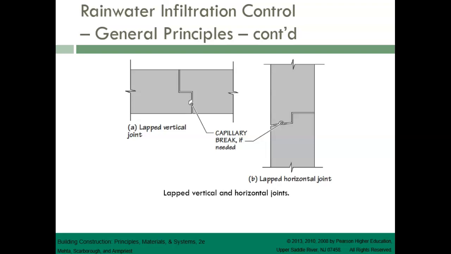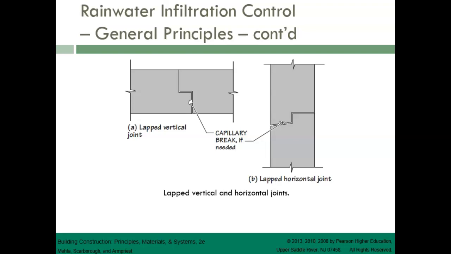Providing an overlap between members meeting in a joint is another common sense measure. The force of wind can impart kinetic energy to water, causing the water to travel horizontally as well as vertically in the joint. Therefore, the overlap must be sufficiently large to present a reliable baffle against wind-driven rain.